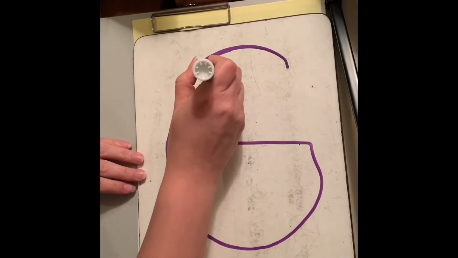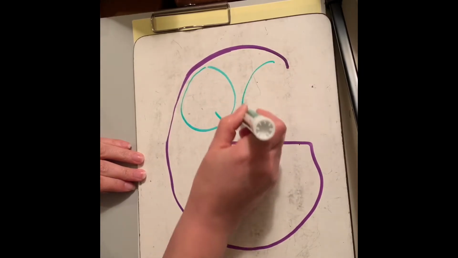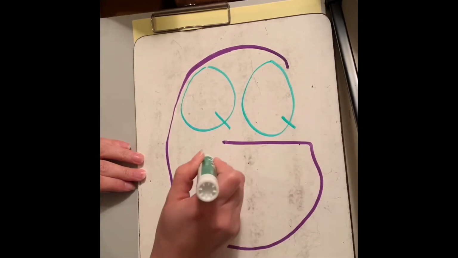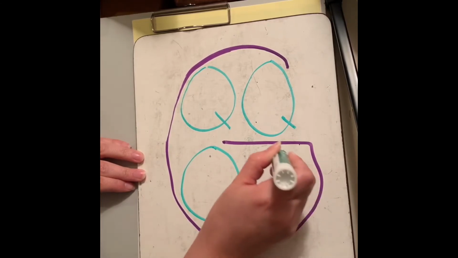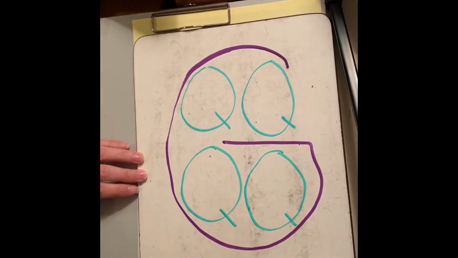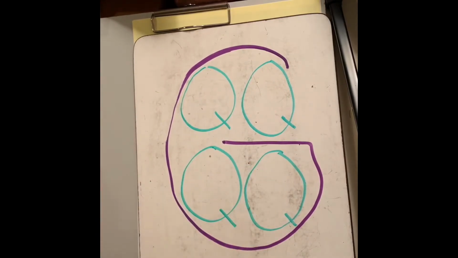4 queens. I'm going to put a Q for queen, another Q for queen, another Q for queen, and another Q for queen. In the Gallen kingdom, there were 4 queens.